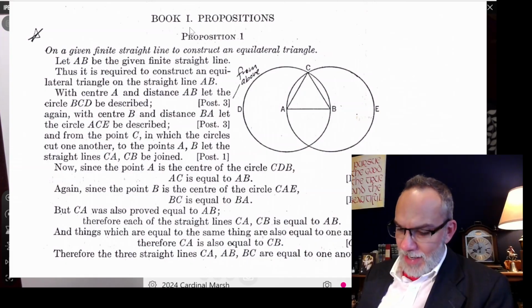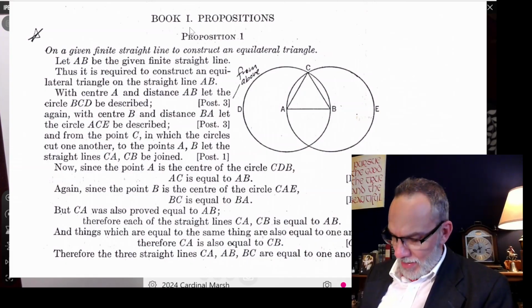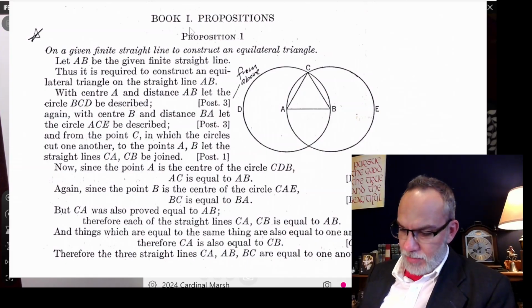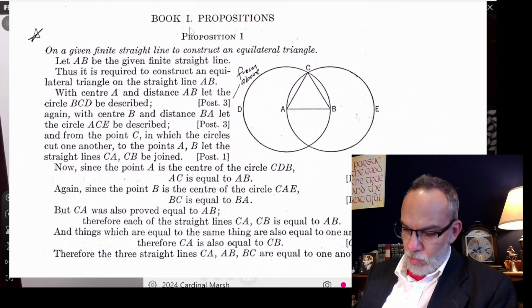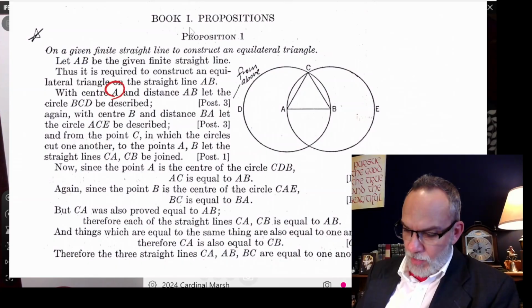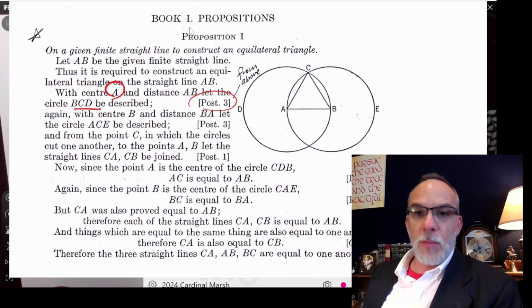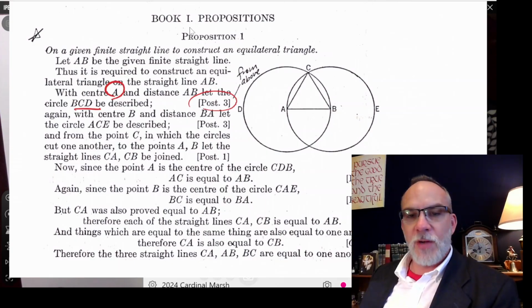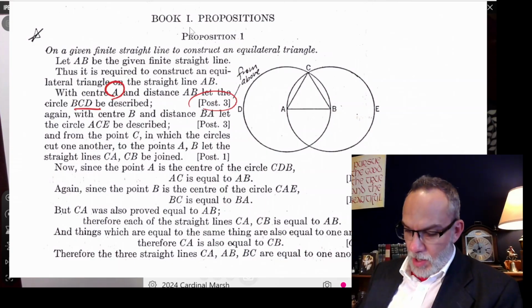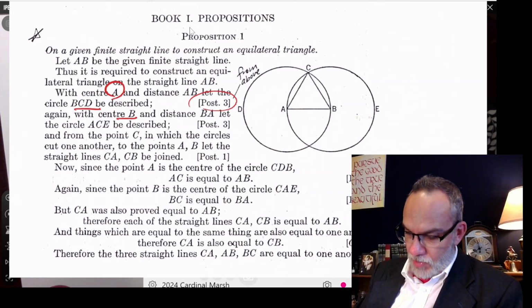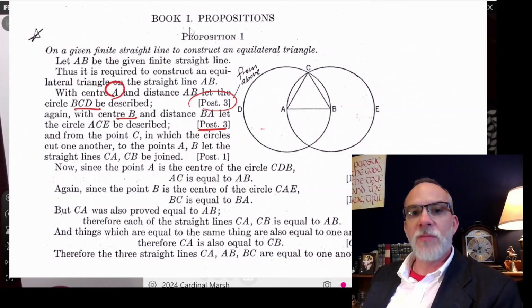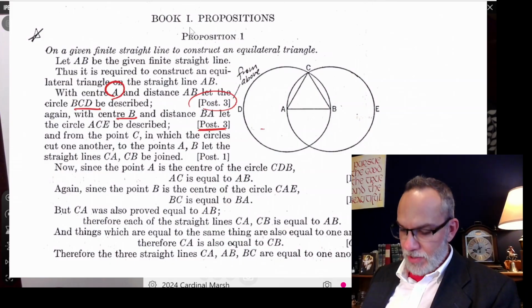Okay, on a finite given straight line, construct an equilateral triangle. Well, what have we got? Okay, we're going to center at A and draw the circle. Why are we allowed to do that? Postulate 3 from the previous things. We can define any circle with any distance. Also with center B, define this new circle. Why are we allowed to do that? Well, because of postulate 3 above, these two circles, the left-hand circle and the right-hand circle.